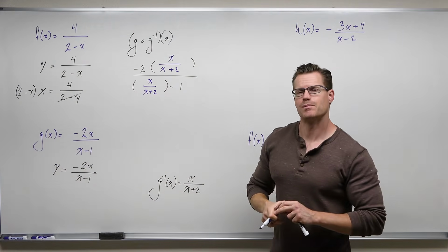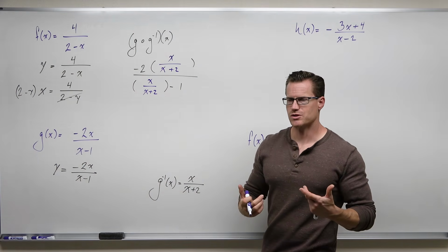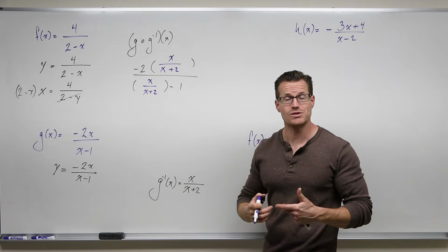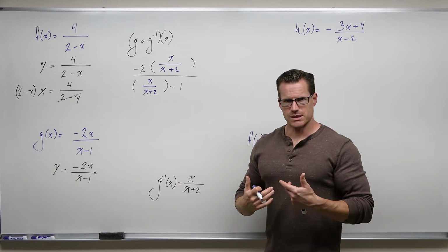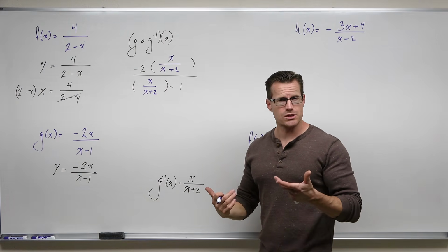Now that's kind of nasty, but this is the reason why we deal with complex fractions in an intermediate algebra class. It's so that we do this. So how do I deal with complex fractions? We multiply by the LCD. So our LCD here is just x plus 2.